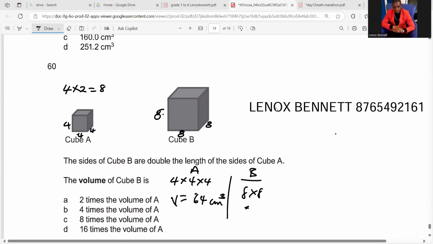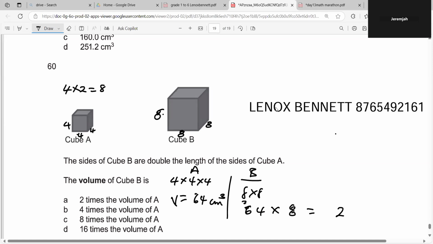Yeah, I'm here. For QB, 8 times 8 is 64, and 64 times 8. So 8 times 4 is 32. We put down the 2 and carry over the 3. Then 8 times 6 is 48, plus the 3 would be 51. So the volume for QB is 512.